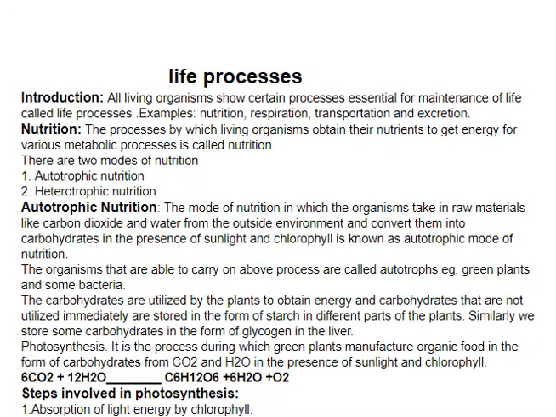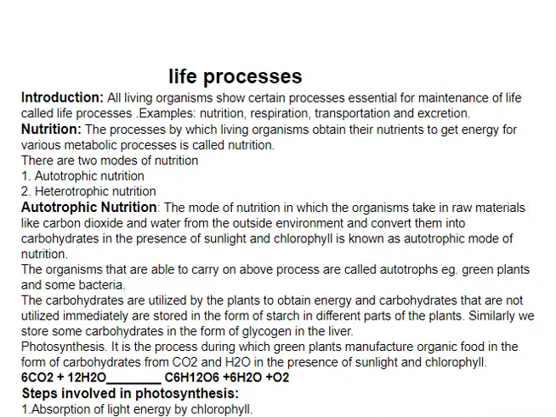Materials like carbon dioxide and water from the outside environment are converted into carbohydrates in the presence of sunlight and chlorophyll. The organisms that are able to carry on the above process, or organisms that are able to make their own food, are called autotrophs. Example, green plants and some bacteria.